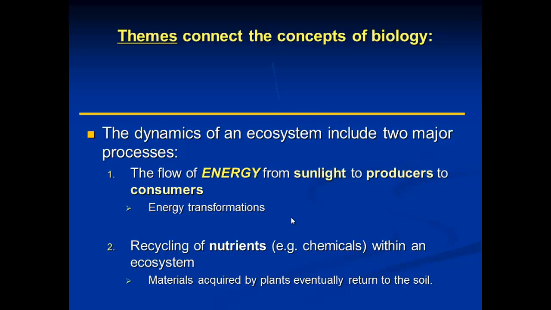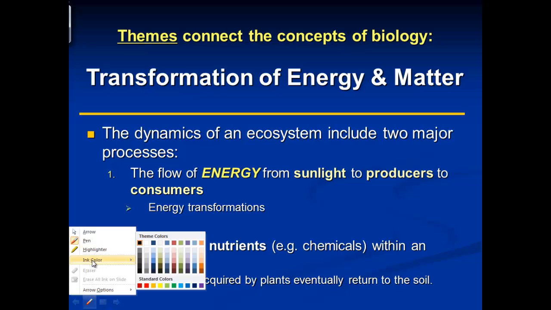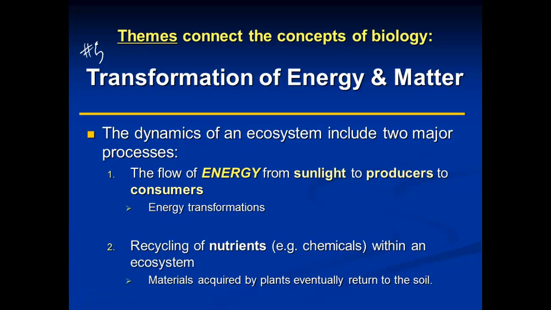Our next theme, theme number 5, if you will, is the transformation of energy and matter. All organisms must have mechanisms in place to obtain and manipulate energy and matter. So when we look at the dynamics of an ecosystem, recall that an ecosystem includes all of the biotic factors, all the organisms in a region, and the abiotic factors in that region as well. So when we consider the dynamics of an ecosystem, we're going to look at two major processes that are involved in the transformation of energy and matter.